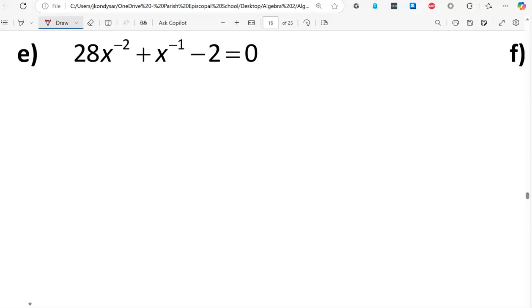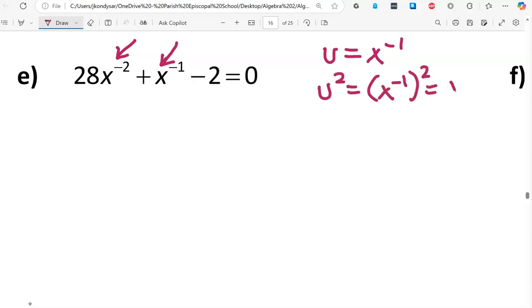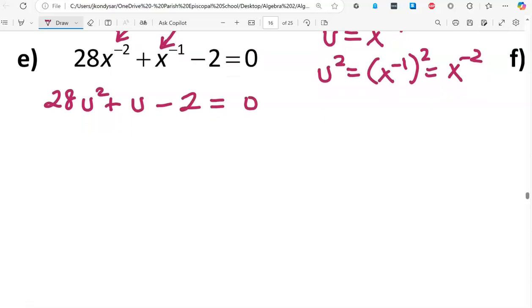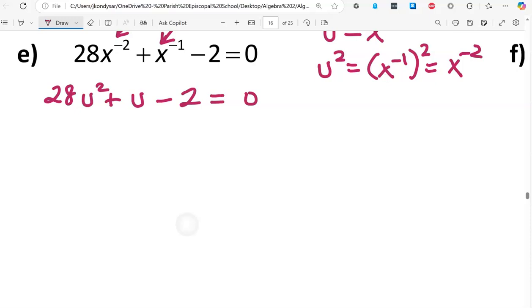And now let's take a look at E. In E, we're going to notice that we have one exponent that is twice as big as the other. So we're going to let u equal x to the -1, and u squared will equal x to the -1, the quantity squared, which is x to the -2. So now we have 28u squared plus u minus 2 is equal to 0. All right, this is a quadratic expression that can be factored.